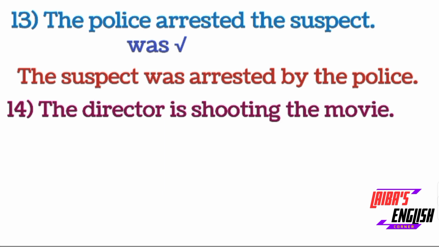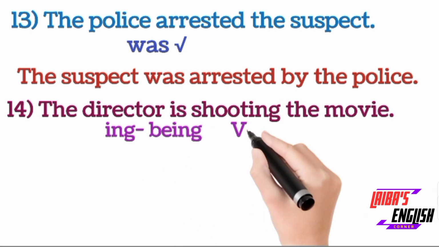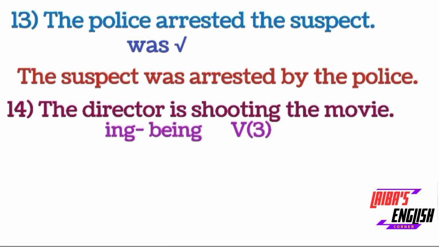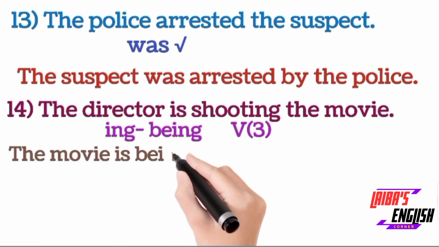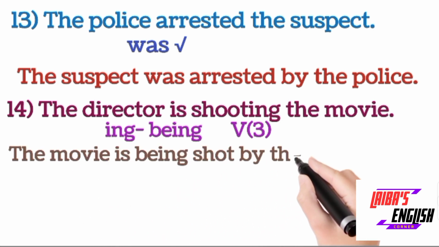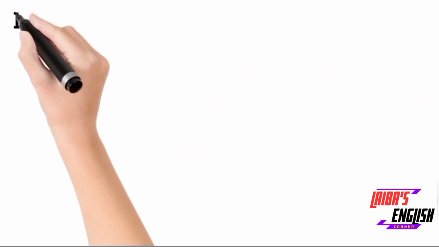14th example is the director is shooting the movie. So the movie is an object, so it will go in the place of subject, and ing is used. So ing will change into being, and the third form of verb. So the correct answer will be the movie is being shot by the director. You also have to learn all the verb forms because it is very important. I will upload the video of verb forms soon.